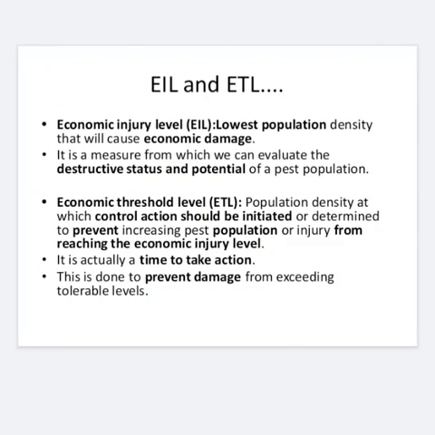Next is pest population level, that is EIL and ETL. EIL stands for economic injury level, that is the lowest population that causes economic damage, and from which we can determine the capacity of that pest population or its destructive nature. The next one is ETL, which stands for economic threshold level. It is the population density at which control measures should be applied.